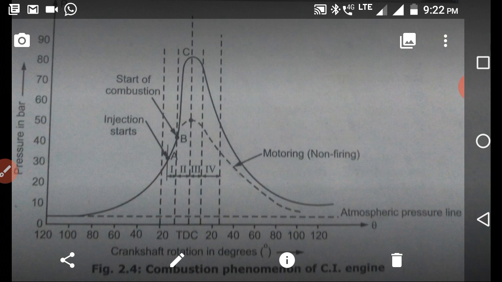So these are the combustion phenomena we have seen in the spark ignition engine and the CI engine, and that is quite important in this unit. And here I will stop, and we'll see tomorrow in the next topic of the second unit.